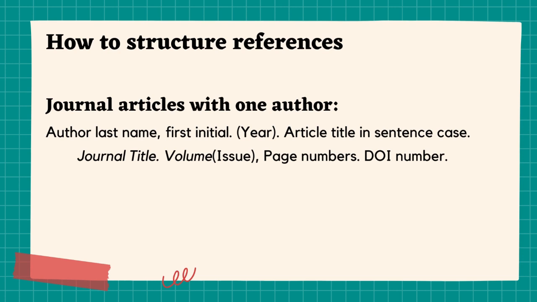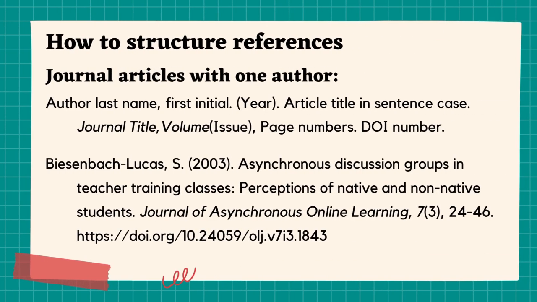So let's look at an example of what this looks like. Here you can see Biesenbach, Lucas: last name, comma, first initial, year. The article title is in sentence case, where only the first word, asynchronous, is capitalized, as well as perceptions. And the journal title, Journal of Asynchronous Online Learning, is in title case and italicized along with the volume number. The issue number is not italicized. Then you can see the page numbers. Finally, there is the DOI link where you found the article.